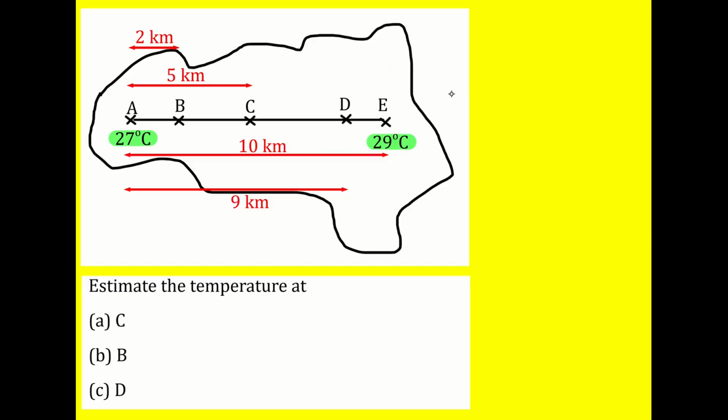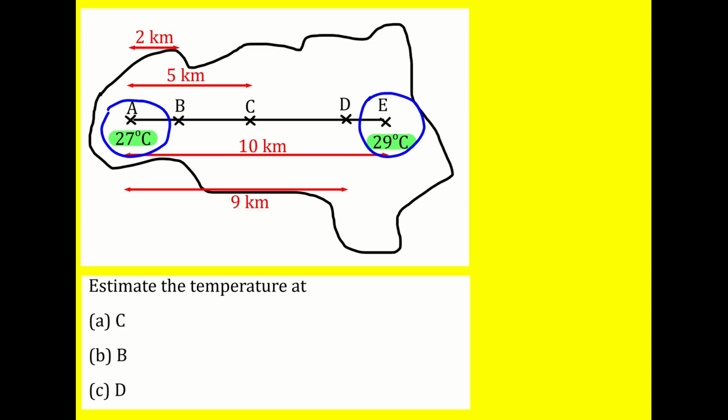Here is my attempt at drawing a map of a tropical island. And we've got 2 weather stations on this island, one at A, where it's 27 degrees Celsius, and one at E, where it's 29 degrees Celsius. And my question is, how can we estimate the temperature at C, B, and D, where we don't have weather stations?